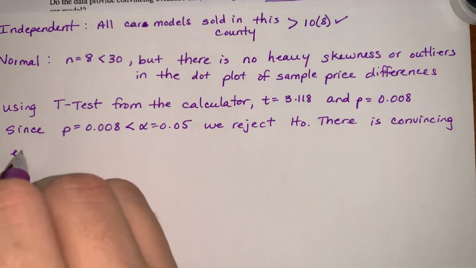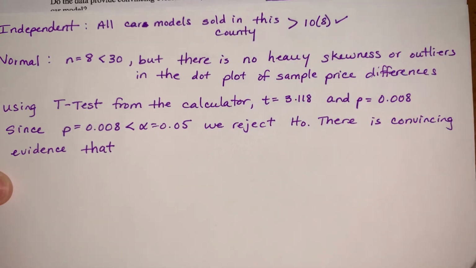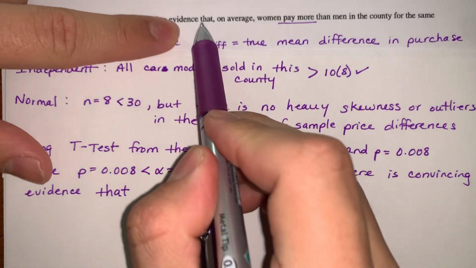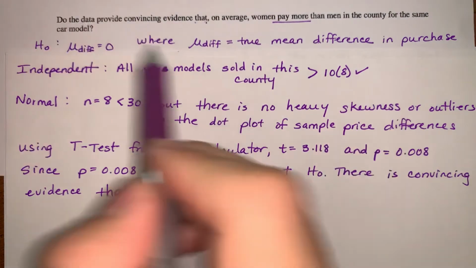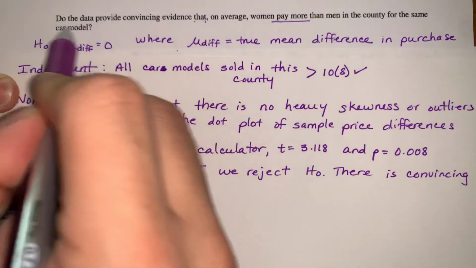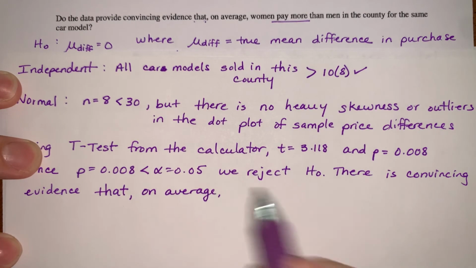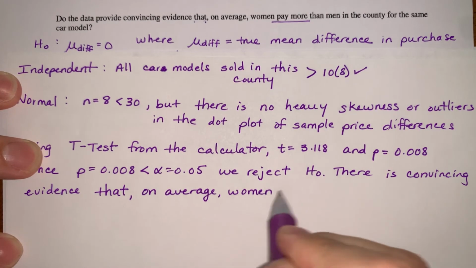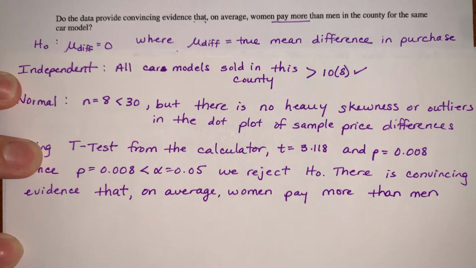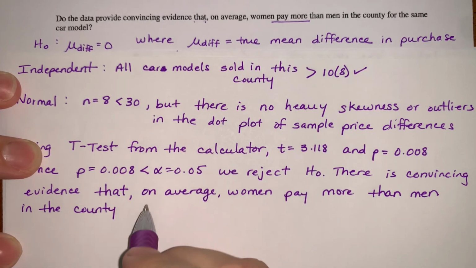So there's convincing evidence that, and kind of like if you saw the other video before this one, the one from 2015, you'll remember that usually there's always a phrase after that. Just copy and paste the problem and you get your full credit. That on average, because isn't that what the alternative hypothesis is pretty much stating? So that's all I'm going to say. That on average, women pay more than men in the county for the same car model.